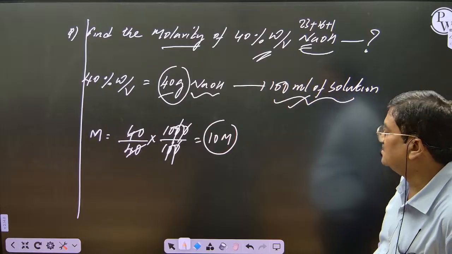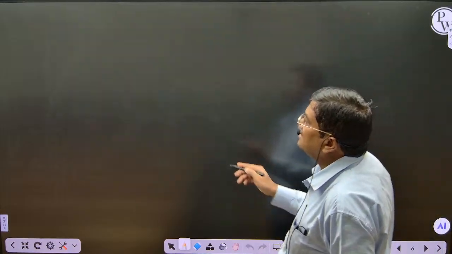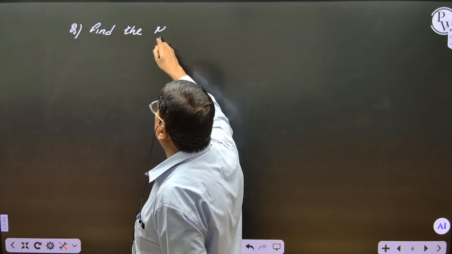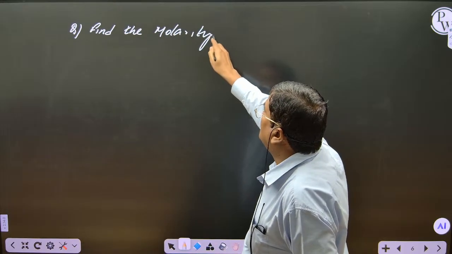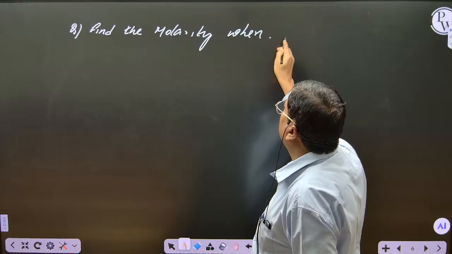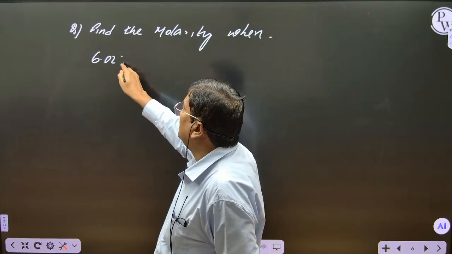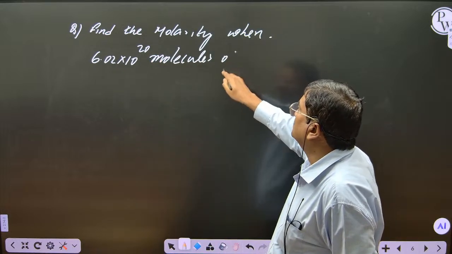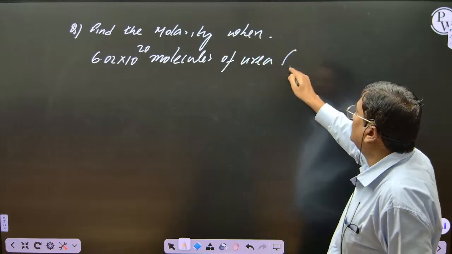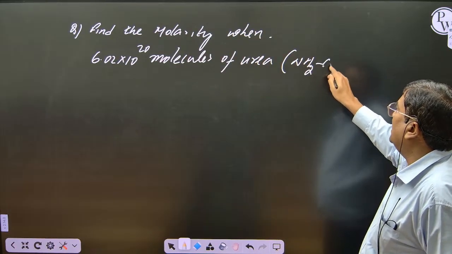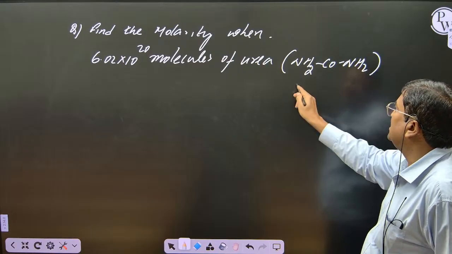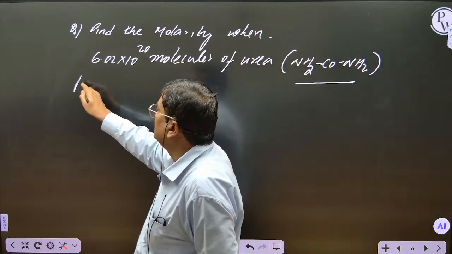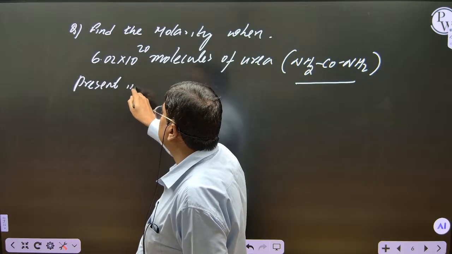Now write the next question. Find the molarity of the solution when 6.02 into 10 power 20 molecules of urea are present. What is the formula of urea? NH2CONH2. This is an organic compound, you will study it later in organic chemistry. So these many molecules of urea are present in 250 ml solution.